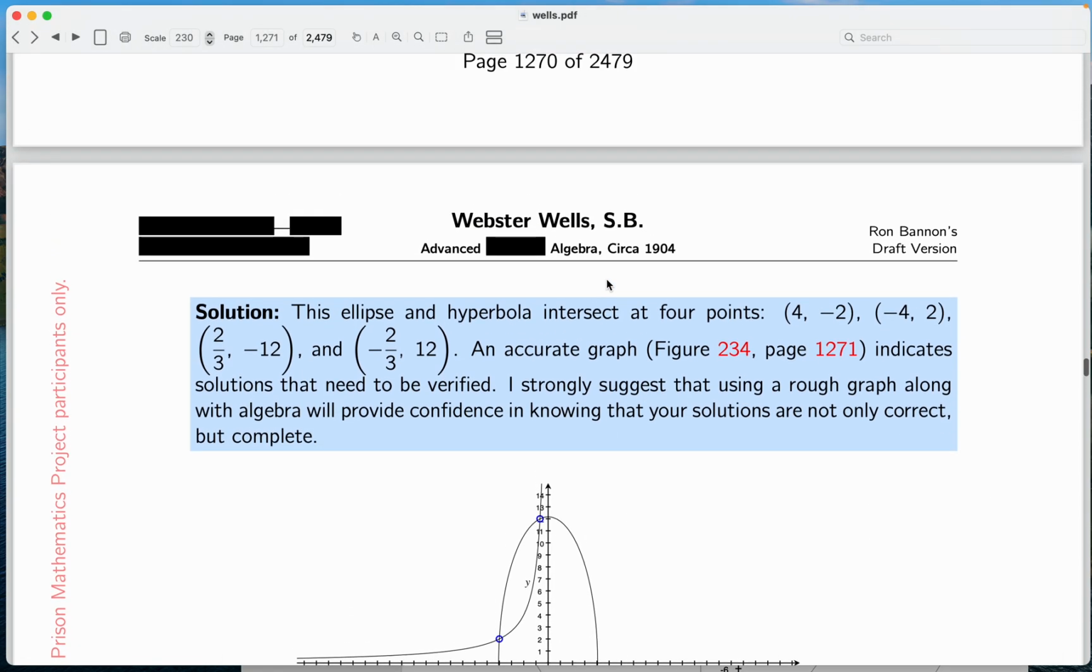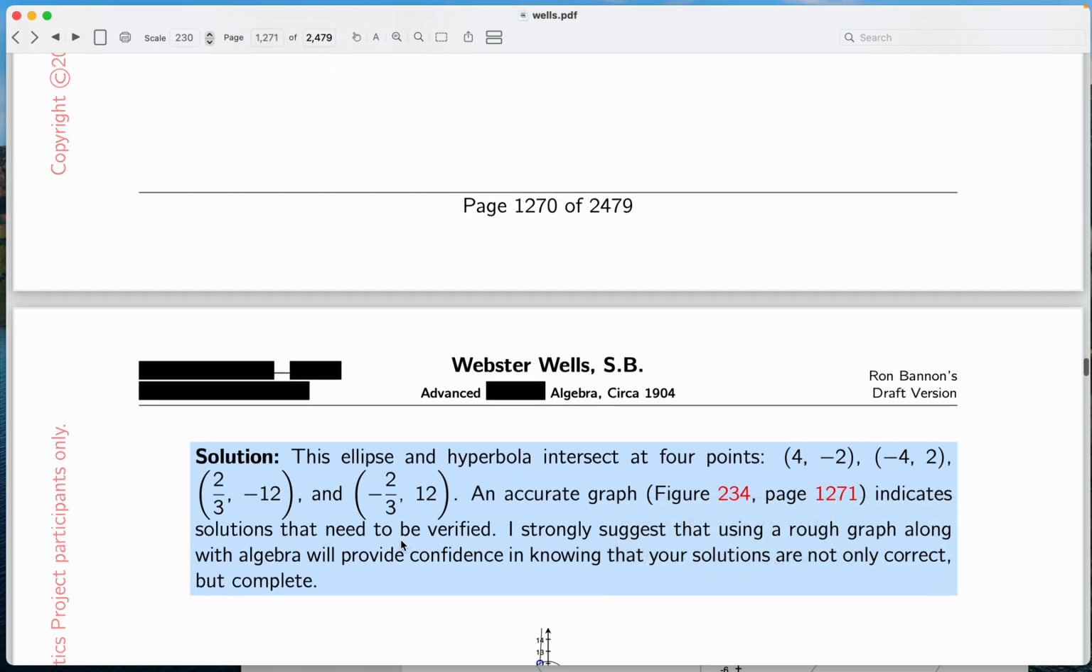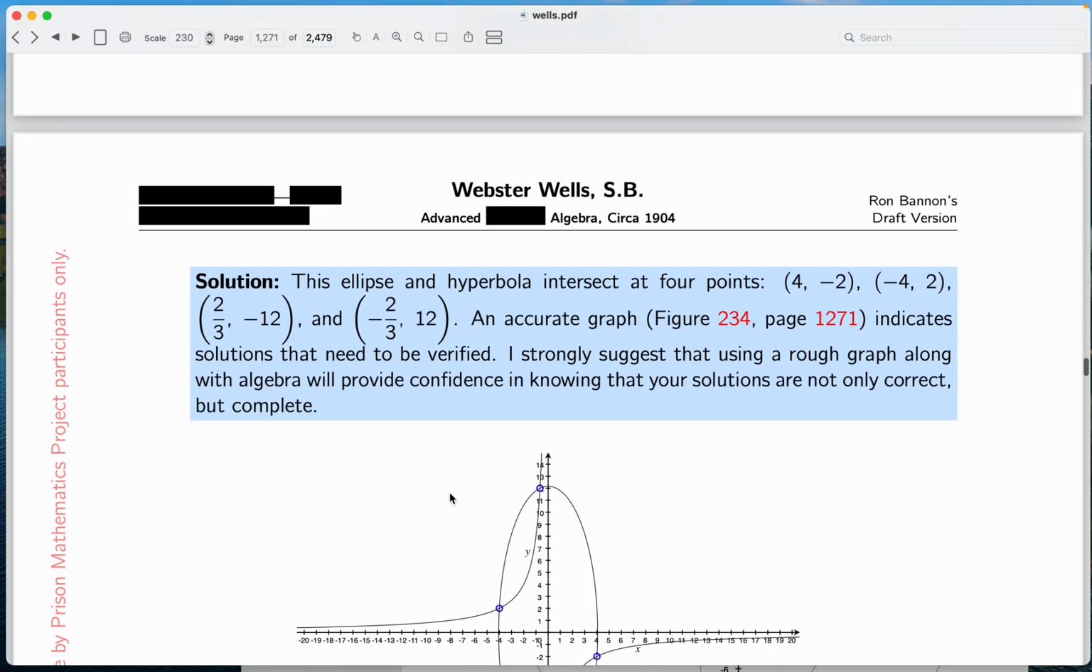Okay, let me just give you the take-home message again. Algebra, which you've done in the past. Get the points of intersection. Graph it. Whether it's a rough graph or using professional level software, you really should indicate that these are the 4 points of intersection. All right? Thank you.